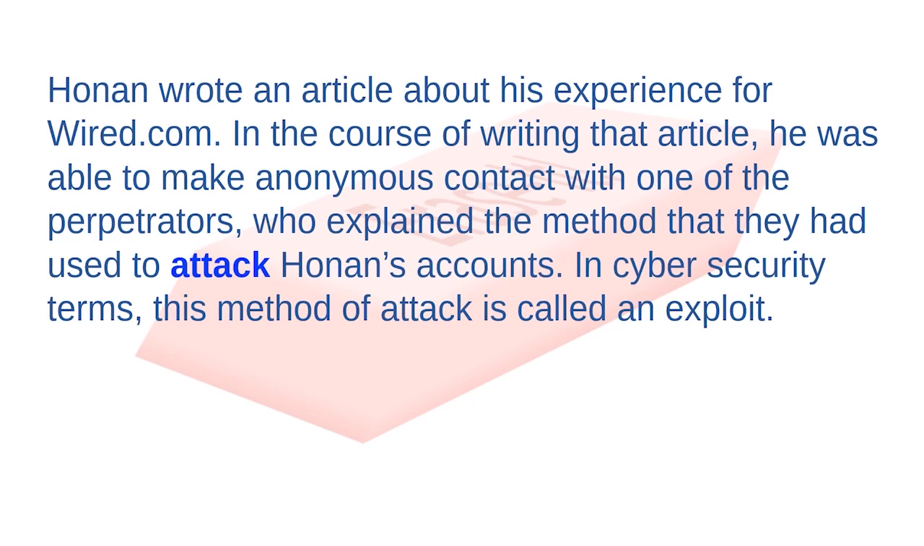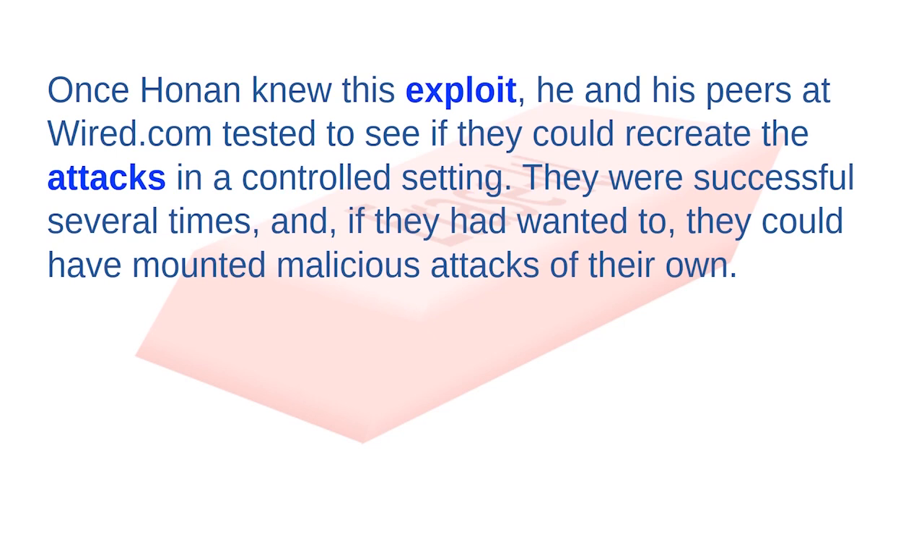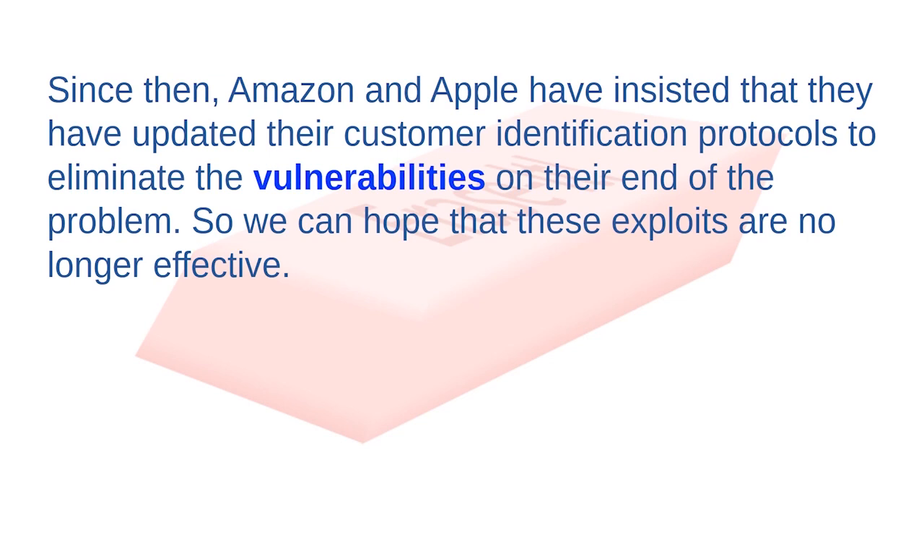In cybersecurity terms, this method of attack is called an exploit. Once Honen knew this exploit, he and his peers at Wired.com tested to see if they could recreate the attacks in a controlled setting. They were successful several times, and if they had wanted to, they could have mounted malicious attacks of their own. Since then, Amazon and Apple have insisted that they have updated their customer identification protocols to eliminate the vulnerabilities on their end of the problem. So we can hope that these exploits are no longer effective.